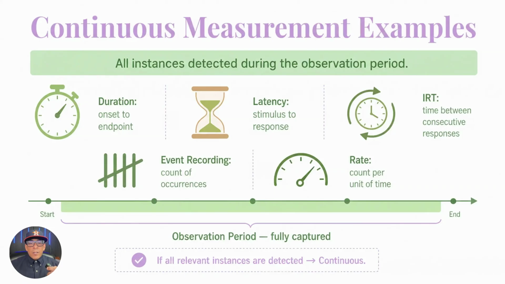Duration measures the amount of time from the onset to the endpoint of a behavior. Response latency measures the elapsed time between the onset of a stimulus and the initiation of a later response. Inter-response time, or IRT, measures the time between two consecutive instances of a response class. So when you see count, rate, duration, latency, or inter-response time, IRT, collected across the observation period, think continuous measurement, where all relevant instances are being detected.